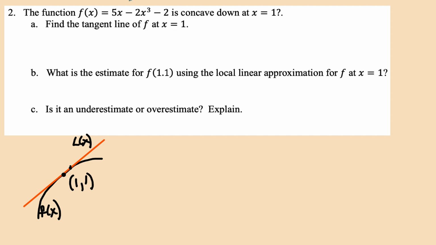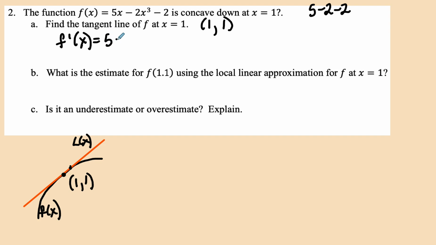All right, let's take a look at this function, and we see they're telling us it's concave down at x equal to 1, and we want to find the tangent line at x equal to 1. So at x equal to 1, I really do need to know my y value, and my y value will be 5, take away 2, minus 2, so the y value will be 1. That is necessary. And I'm going to need to find my derivative to figure out my slope.